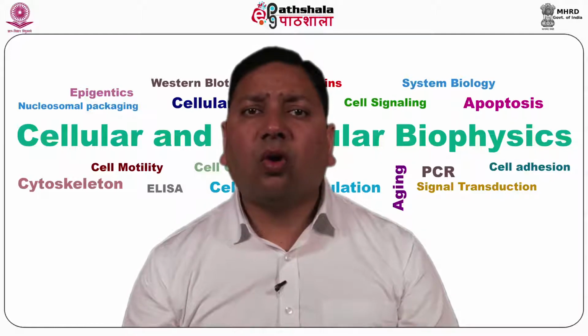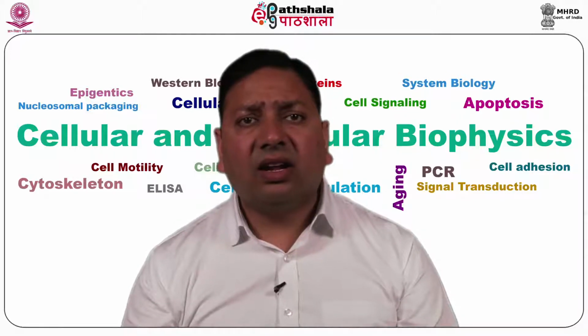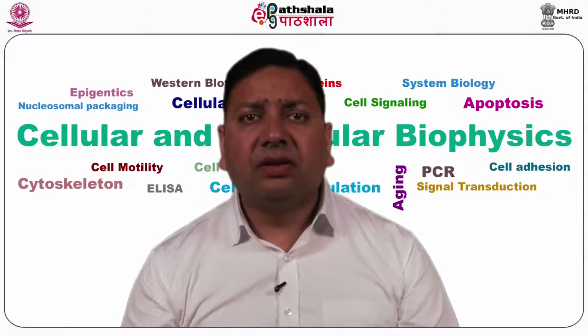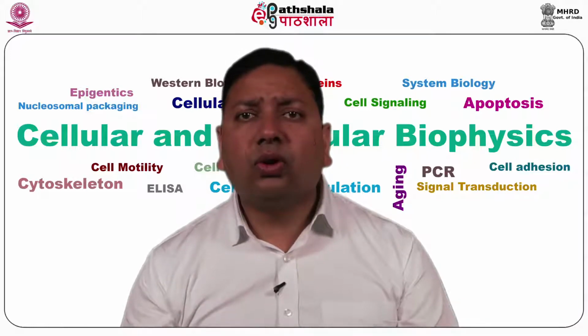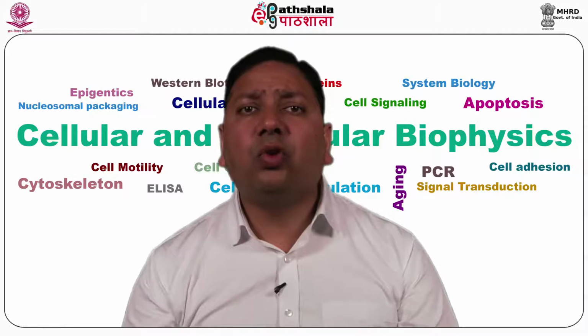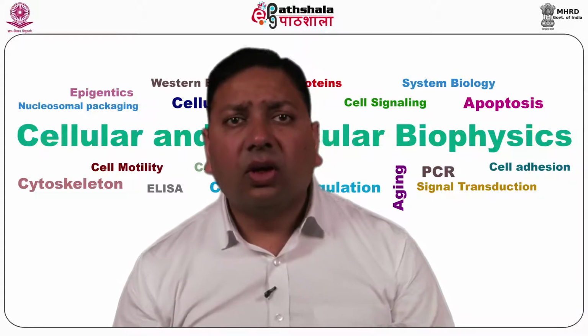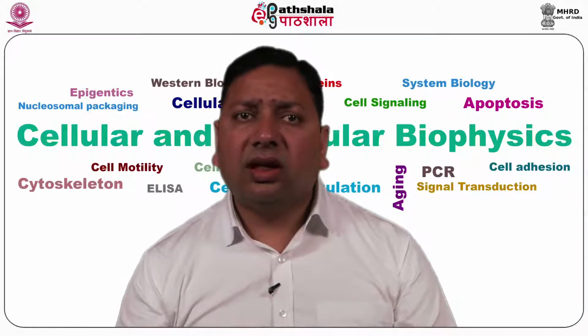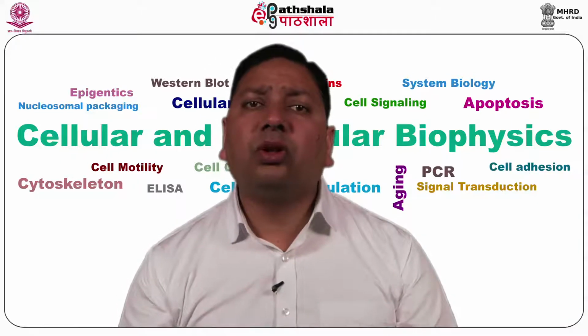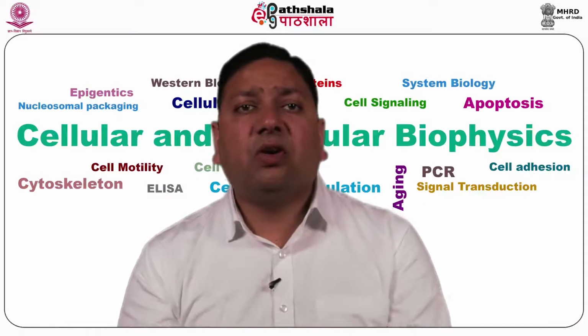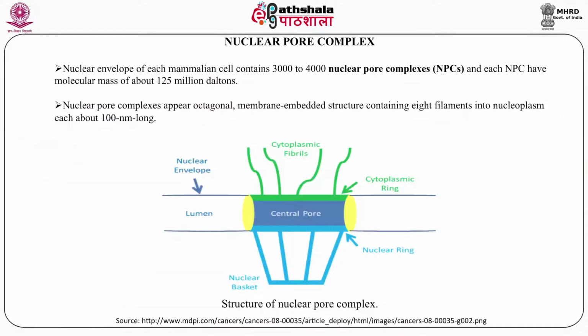A subset of nucleoporins containing phenylalanine-glycine, which we call FG repeats, forms the core of the 20 to 30 nanometer wide nuclear pore complex. These FG repeat-rich domains form a hydrophobic meshwork that allows the diffusion of macromolecules up to 40 kD in size. This figure shows the structure of the nuclear pore complex.